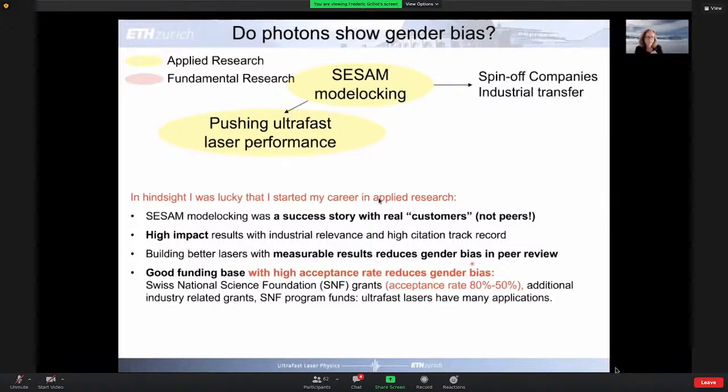And the good funding that we had, with the high acceptance rate, actually also helped with the gender bias. Because at that time at the National Science Foundation in Switzerland, the acceptance rate for individual grants was 80 to 50%. So in the end, I can really say photons do not show gender bias. If you build a better laser, measure better power, shorter pulses, it doesn't matter who built this laser.